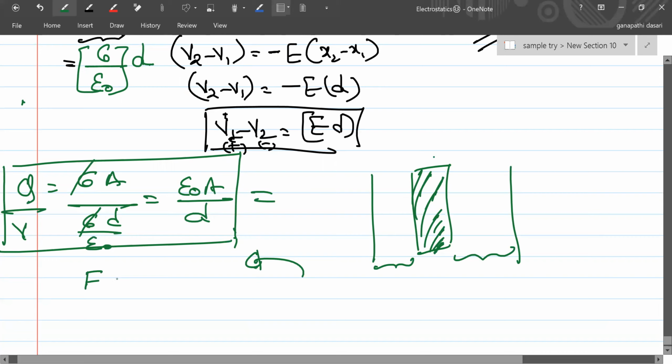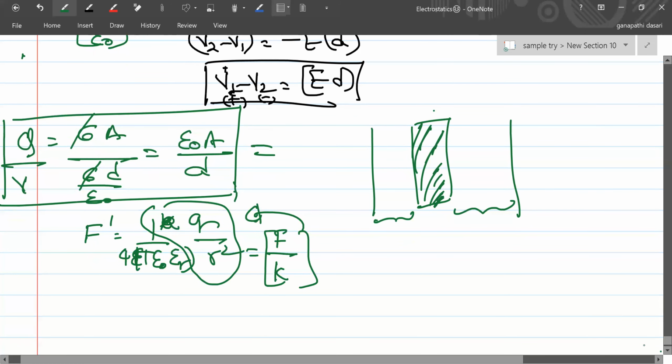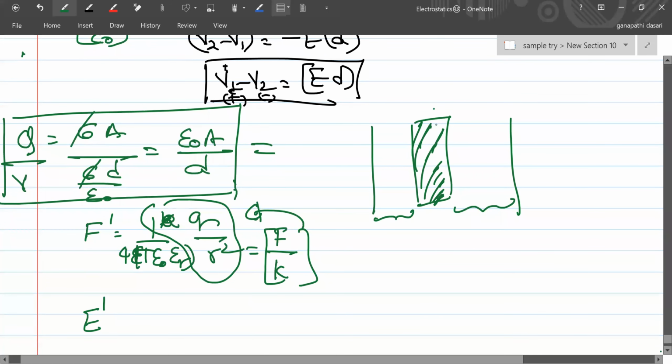You check here. F dash is equal to 1 by 4 pi epsilon naught epsilon r into q1 q2 by r square for point charges. Whatever the force was, it has become F dash is equal to F by K. Like that, the new electric field in this material will become E dash is equal to E by K.